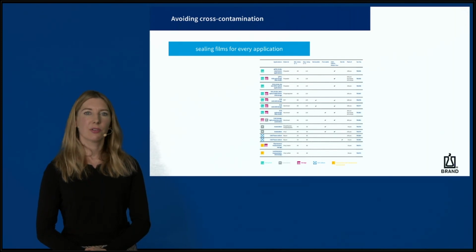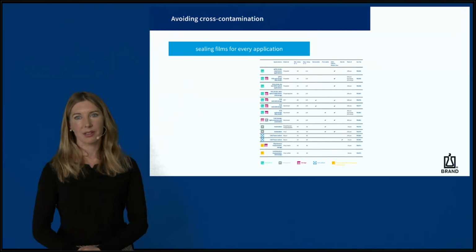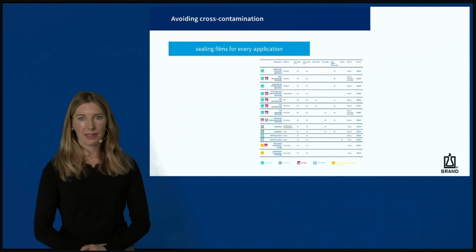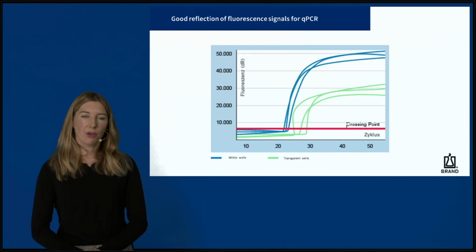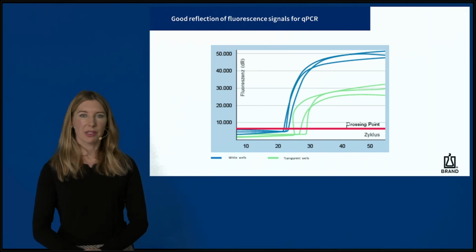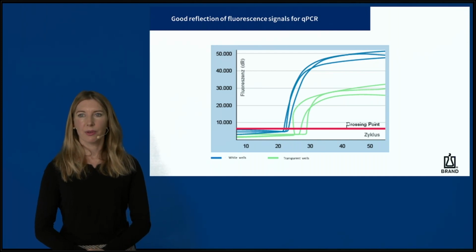To make it easier to find the right sealing film for your application, please use selection charts, which are often provided by the manufacturers. On this slide, this is an example from the sealing films from Brandt. For quantitative PCR, white PCR disposables for optimum results are available. With titanium dioxide white-colored products, reach an optimal reflection of fluorescence signals and prevent signal transfer throughout the thermocycler block.